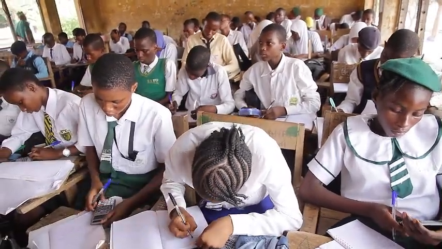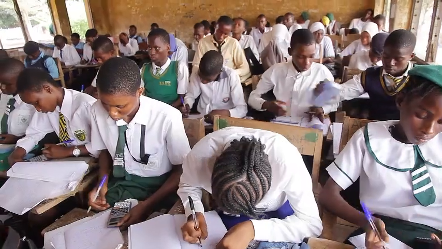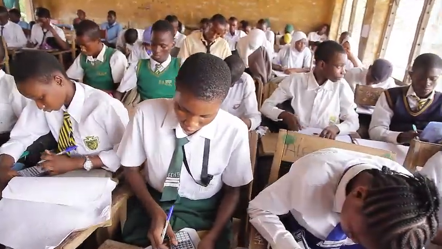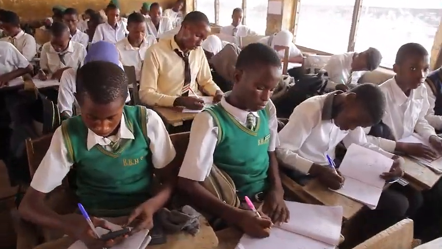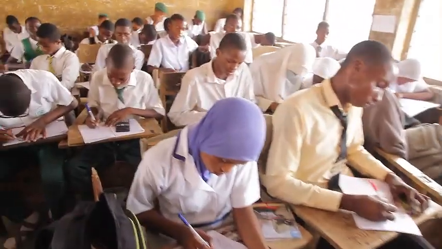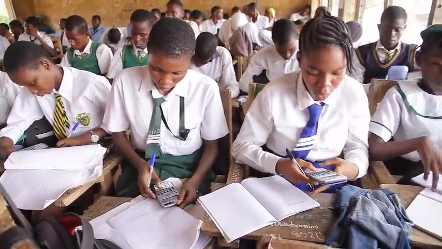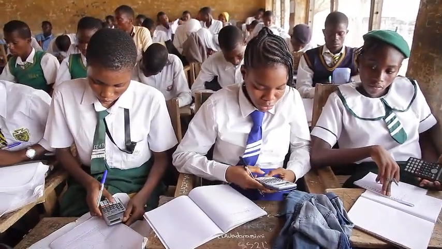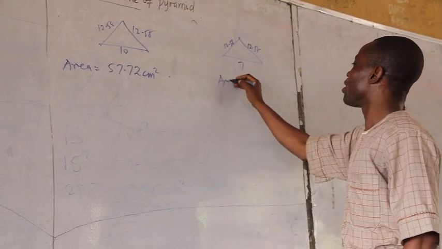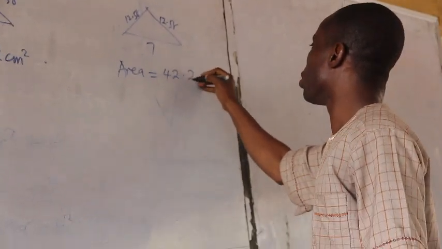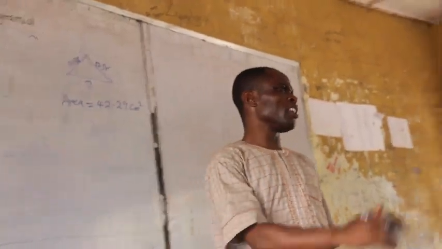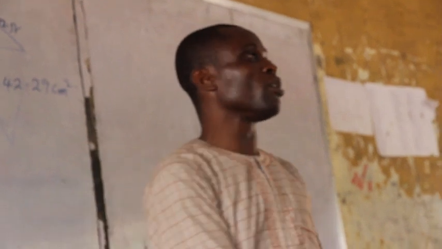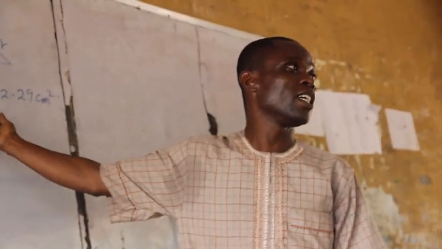For this one, the area is 57.72 centimeters square. That is the area of that triangle. Does that mean the girls are slow? The area is 42.29 centimeters square. I hope it is clear now. If it is a square-based pyramid, it is just the area of one triangle multiplied by 4. But this time around, we are having two different triangles.